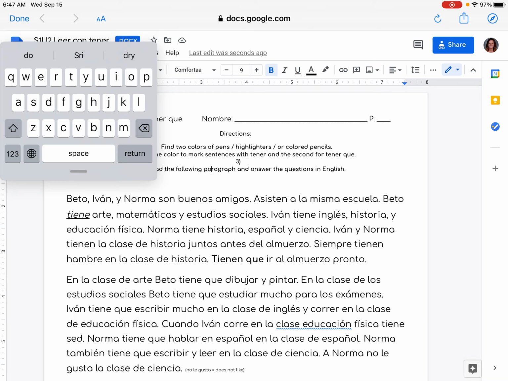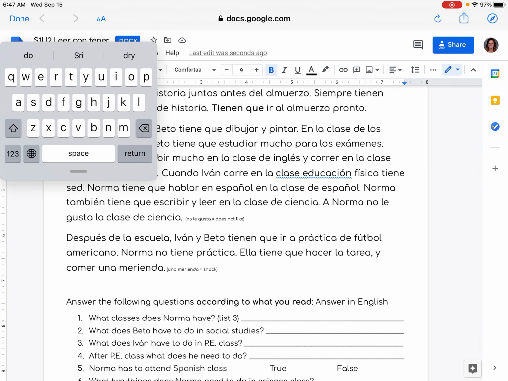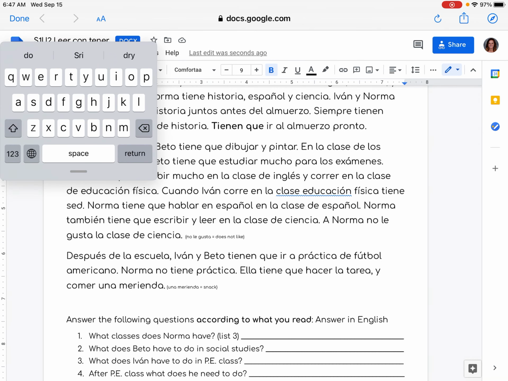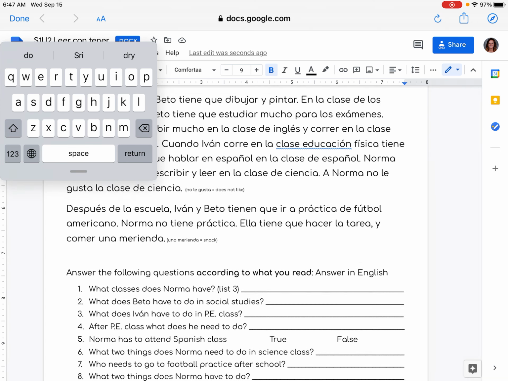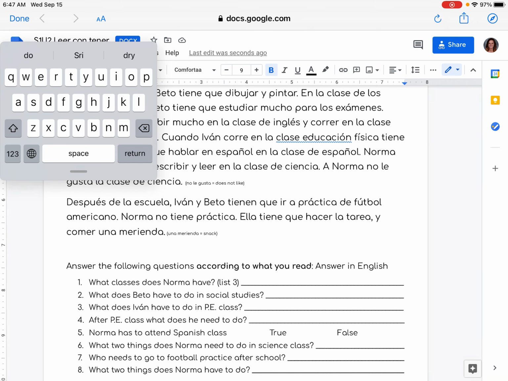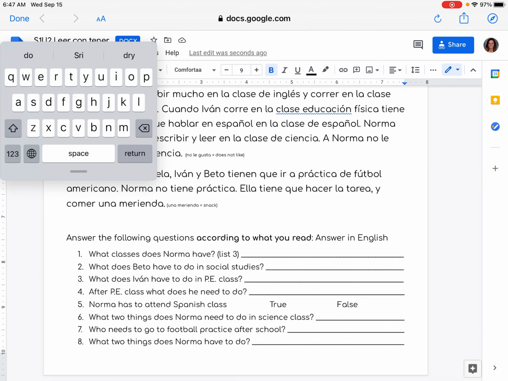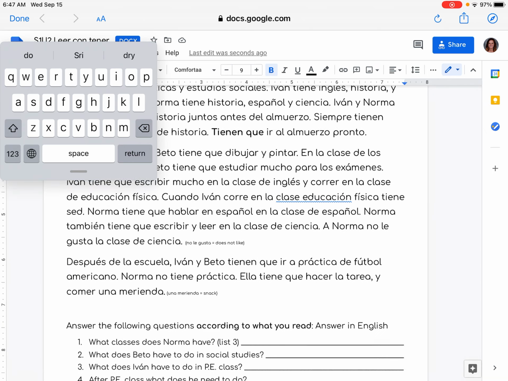Okay, so basically it just wants you to read and then mark the sentences to say, okay, this is using just tener, this sentence used tener que. And you have a couple little things in here like no le gusta that tells you what it means, or una merienda here in parentheses. But then it says answer the following questions according to what you read. I actually do want you to answer them in English because I want you to show me that you can understand the Spanish. So it doesn't have to be complete sentences. You can just answer those. So make sure that you read it well.